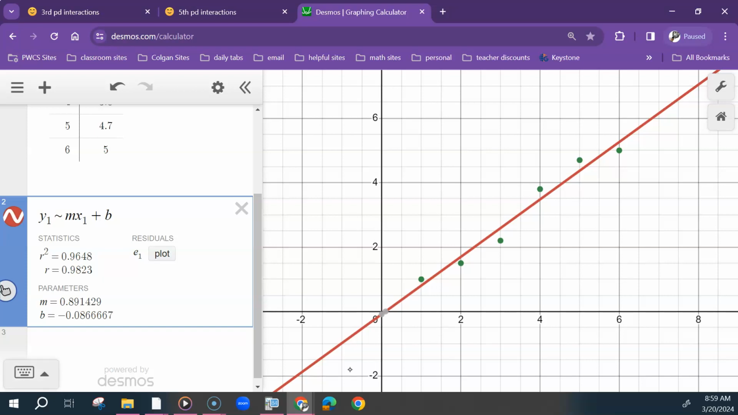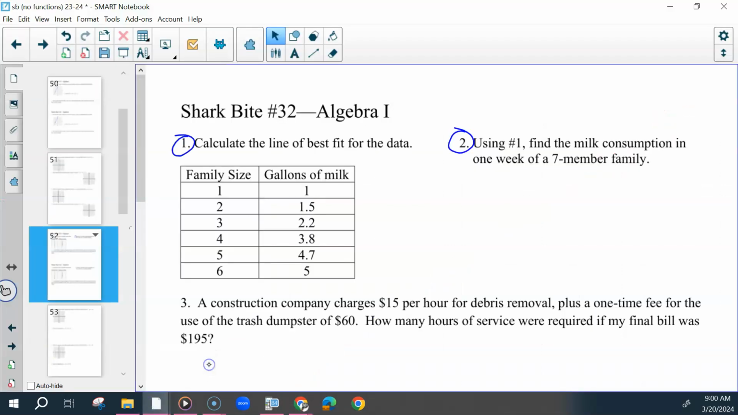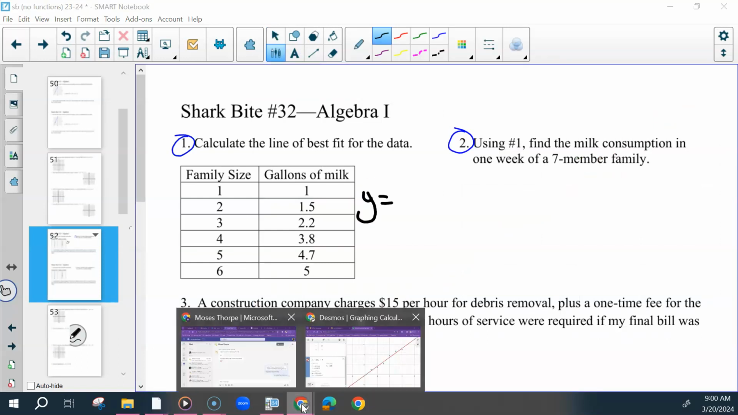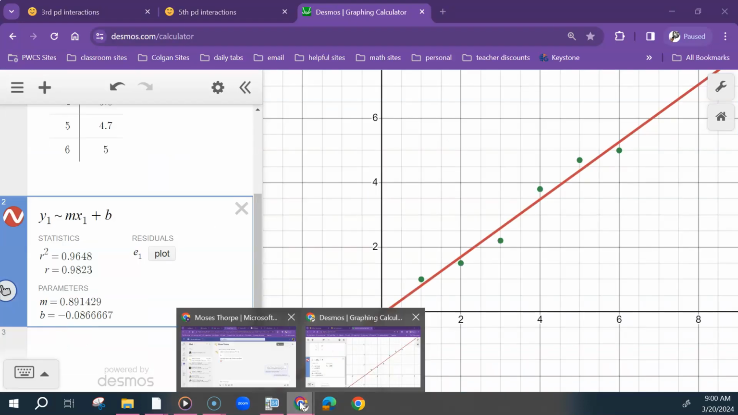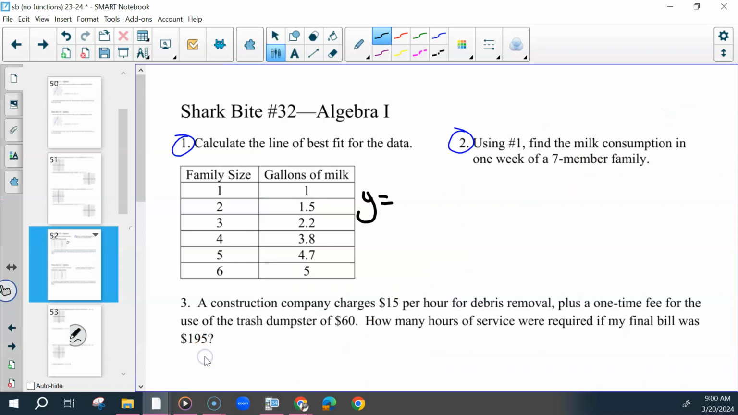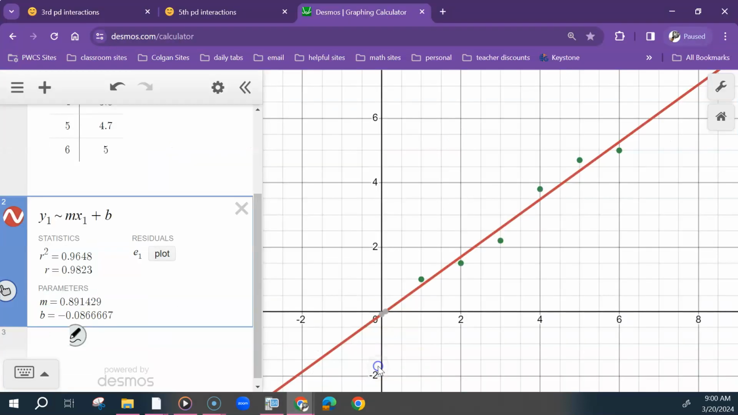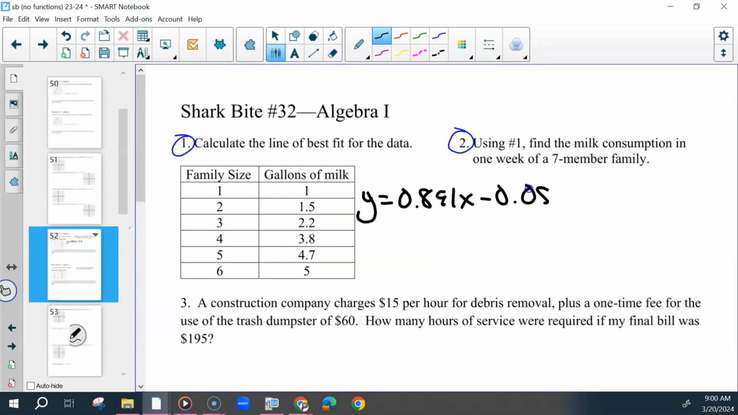So y equals 0.891, let's just do 3 decimal places, 0.891 x minus 0.086, or 0.807 for rounding purposes. So that would be your line of best fit to answer number 1.